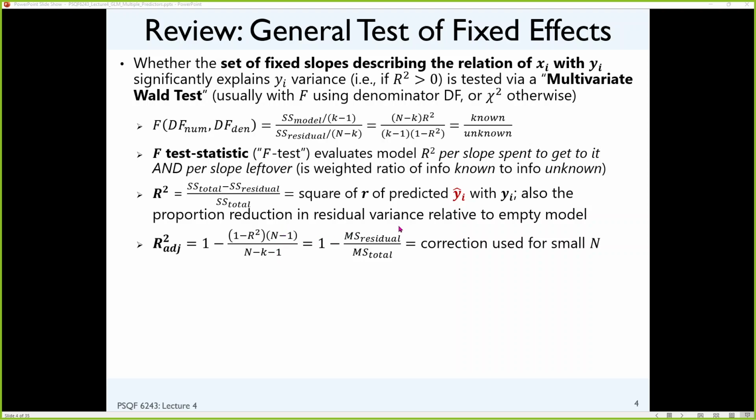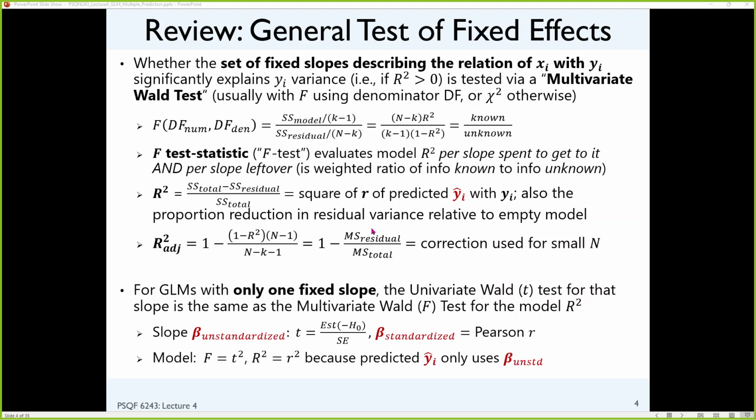This, by the way, also lends itself to how R² is computed in more complex models, such as multi-level models in my earlier class. So if we only have one fixed slope, I don't need to do any of this. If the model is one slope, then the t for that slope squared is the model F. The R correlation that would describe the effect size for that one slope squared is R². There's a 1-to-1 correspondence between model and slope if there's only one slope.